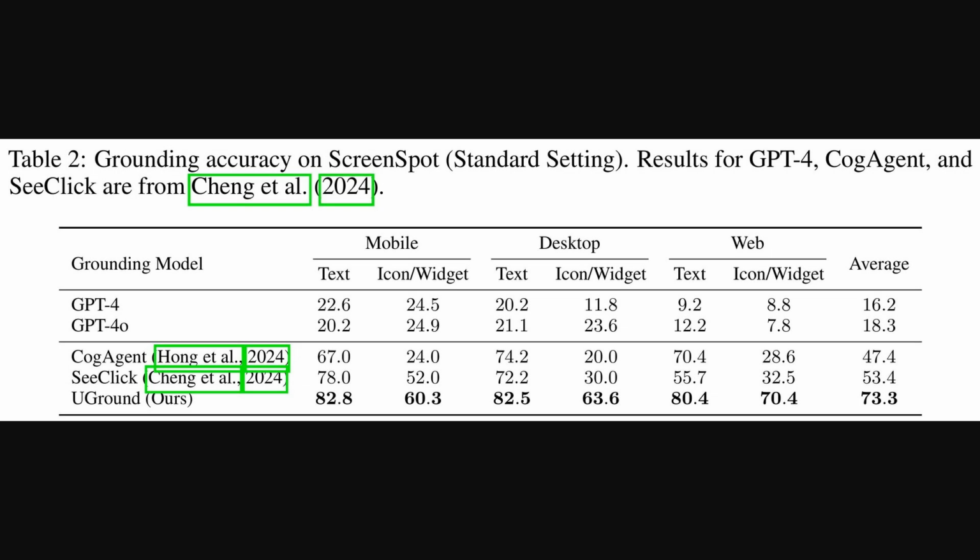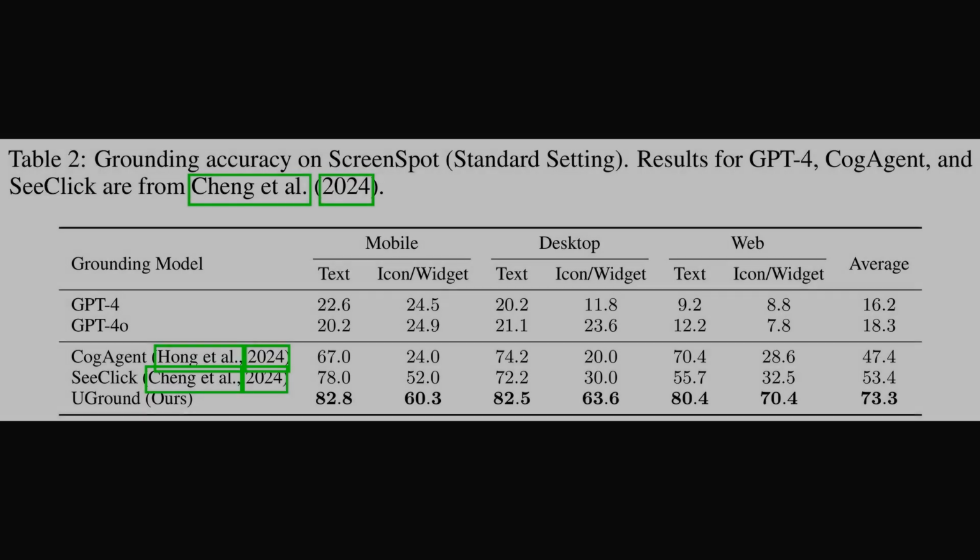Alright, so after training with all that diverse data, this table really shows the payoff. It details the grounding accuracy, essentially how well the model finds the right spot on the screen, on a specific test called the Screen Spot Benchmark. We can see UGround, their model, compared to others like GPT-4 and CClick. Across mobile, desktop, and web platforms, and for both text elements and icons or widgets, UGround consistently scores higher. Its average accuracy hits 73.3%, which is a significant leap, about 20% better than the next best, CClick, demonstrating really strong visual grounding.